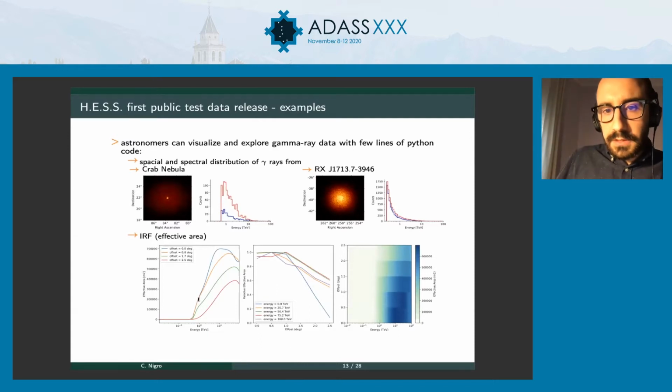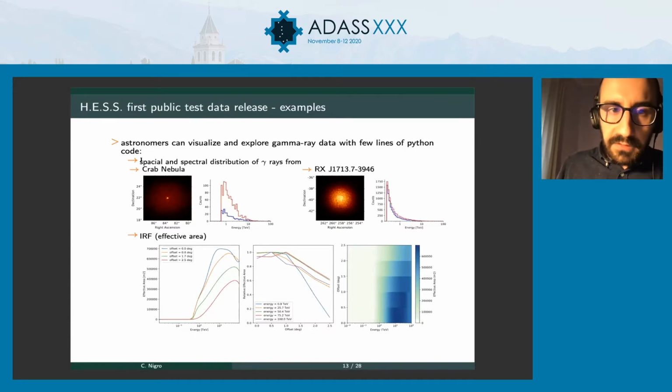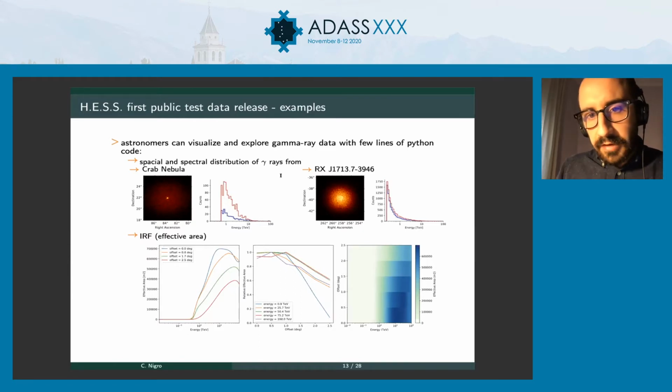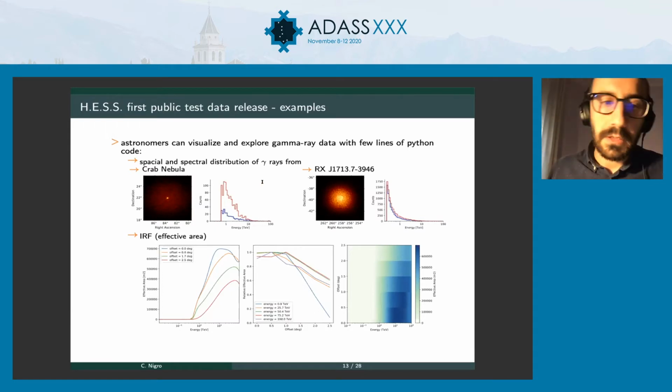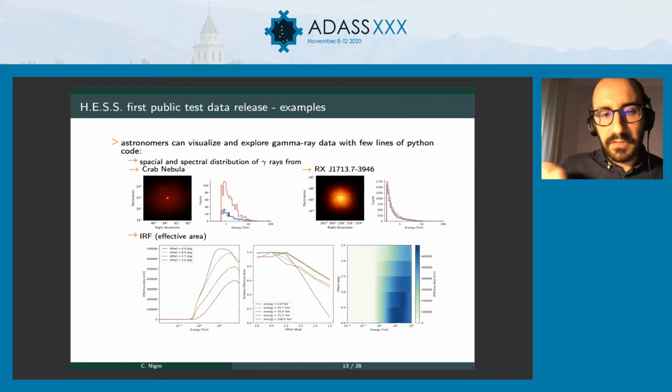So you have seen already the type of data. It's just event lists and IRFs stored in the data units. And this is what you can obtain with a few lines of Python using Astropy or one of the tools, Gammapy for example. You can examine from the event list the spatial and spectral distribution of gamma rays from the Crab Nebula on the left, and from this extended supernova remnant on the right. In the 2D plot, you can see all the gamma rays in the field of view. And on the right, you can see the counts as a function of energy extracted from the ON and OFF regions that I showed you before.